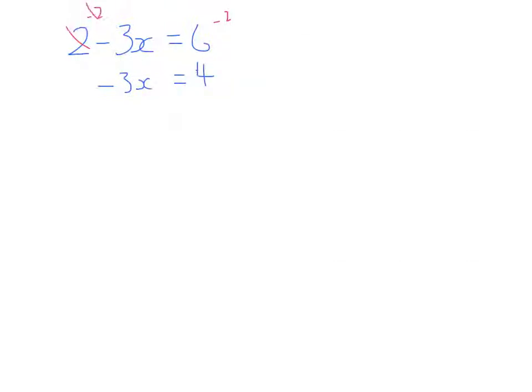And the next thing we want to do is divide both sides by negative 3. The negatives will cancel down, the 3's will cancel down. Leaves us with just x on the left hand side equals negative 4 over 3 as our improper fraction on the right hand side.